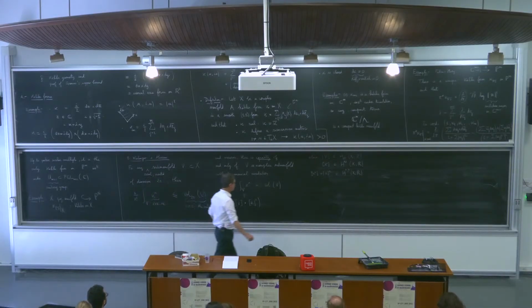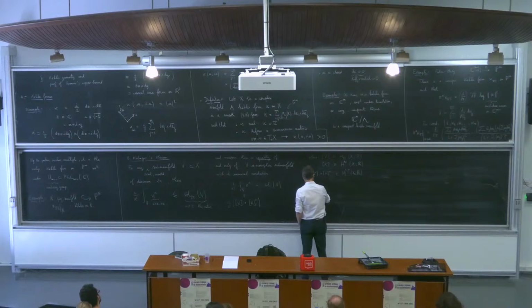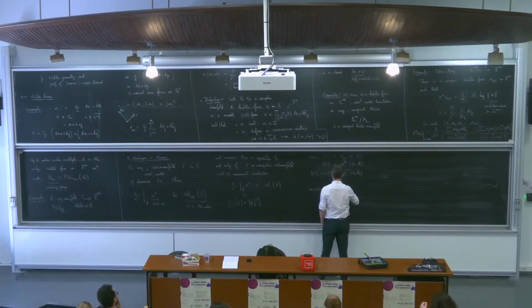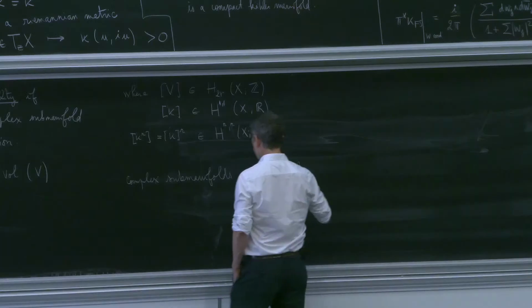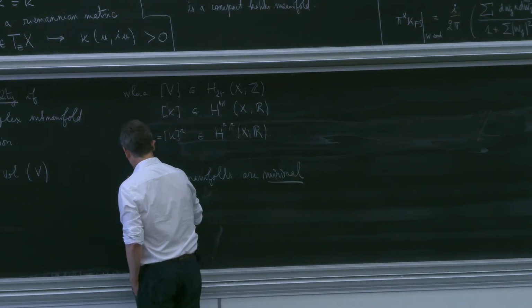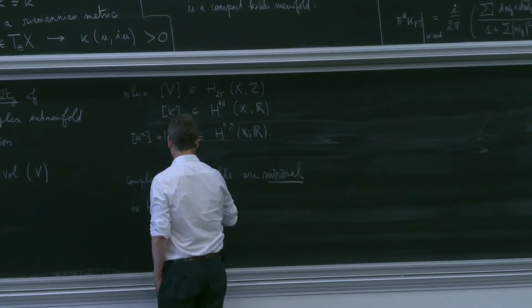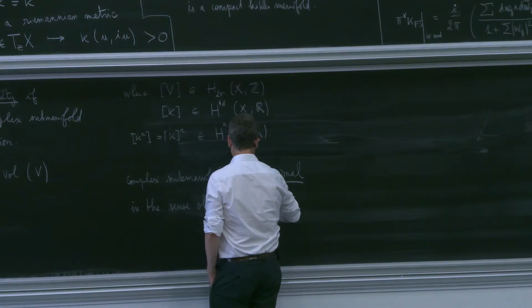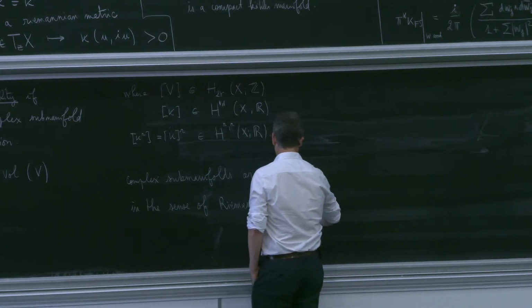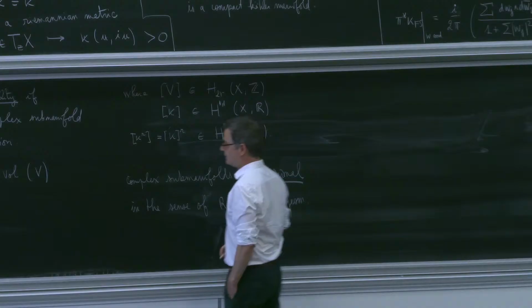Okay, so let me write it. Complex submanifolds are minimal for the volume in the sense of Riemannian geometry.